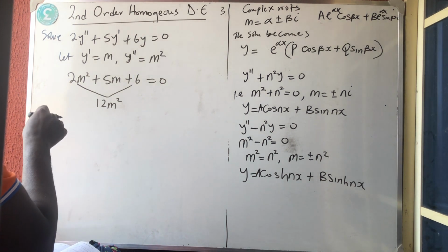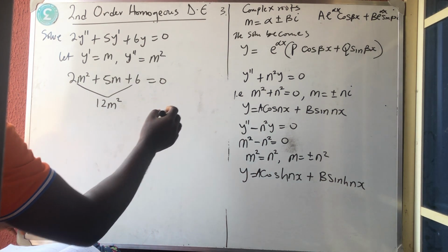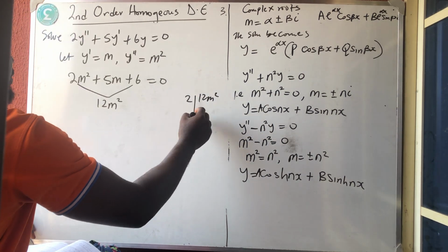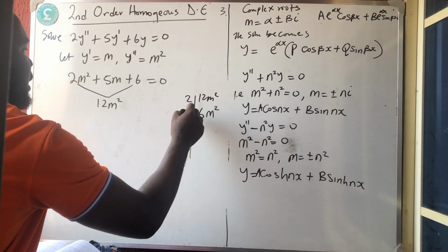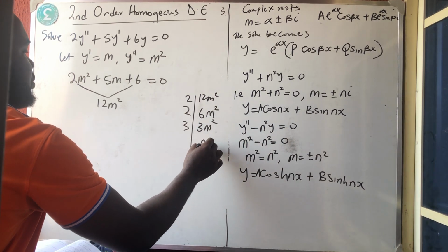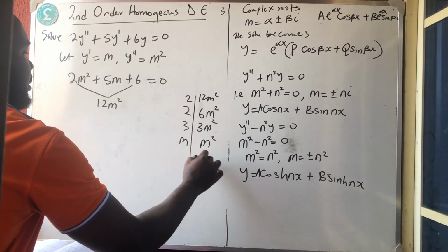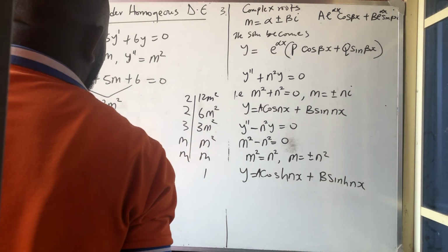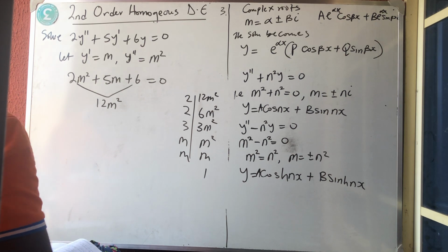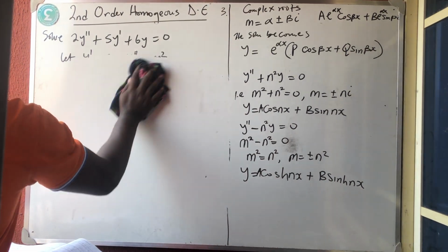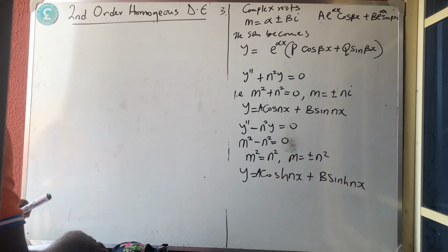So I'm having 12m squared. So I'm having 2 divide, I'm having 6m squared. 2 divide, I'm having 3m squared. And 3 I'm having m squared, and m I'm having 1. So is there any way I can get 5? There is no way I can get 5 by factorization. So what I'm going to do, in fact, I want us to take it step by step. This question, let me not solve this question. Let's take it step by step.